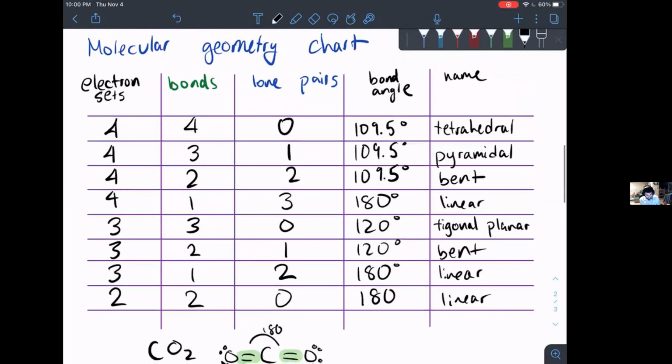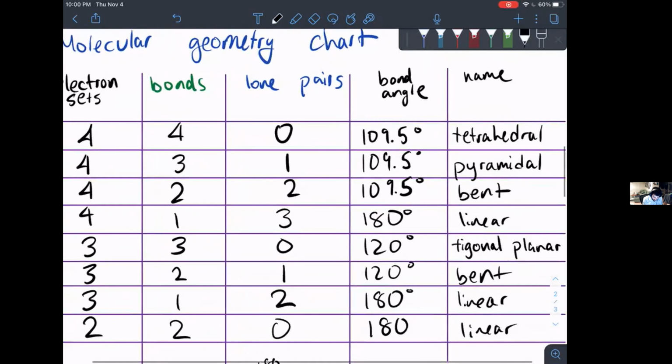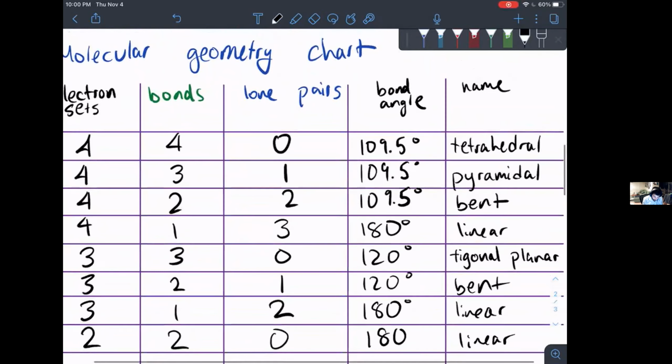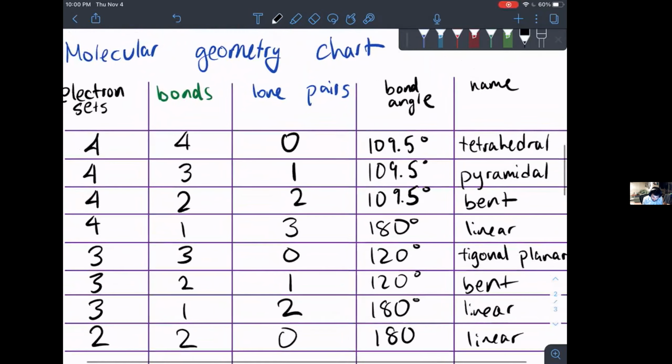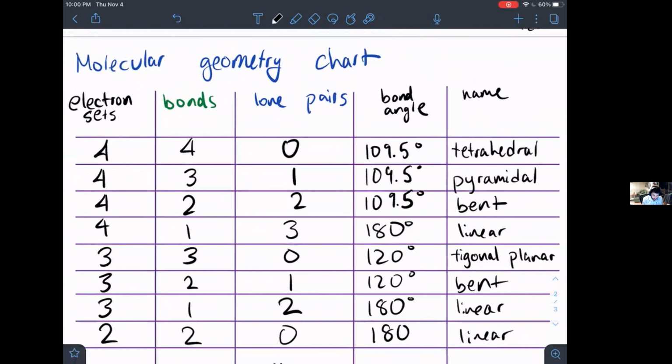So this is pretty much the chart that you need. Let's see if I can zoom in and only get the chart. Right there. I want to give you a good screenshot option. So right here is the chart. This is everything you need to know about molecular geometry. Just count the sets, the bonds, and the lone pairs. And you can reference this chart, find the bond angle pretty simply, and find the name of the shape. So hopefully this helps, and have a great day, y'all.